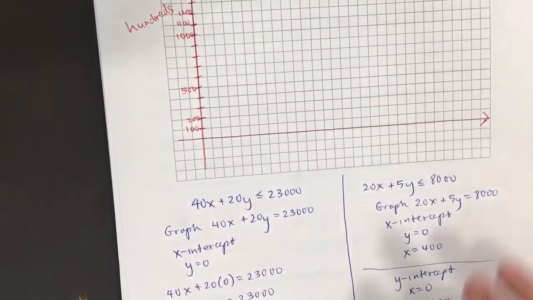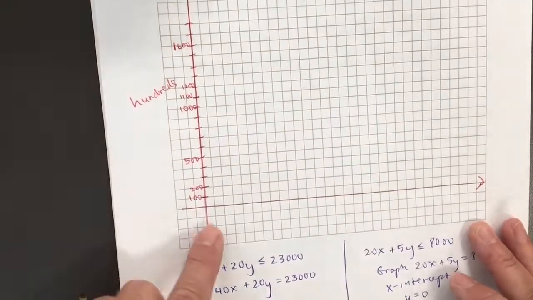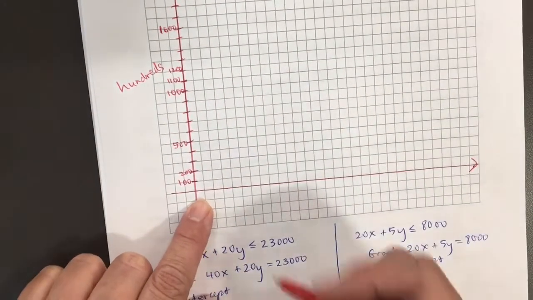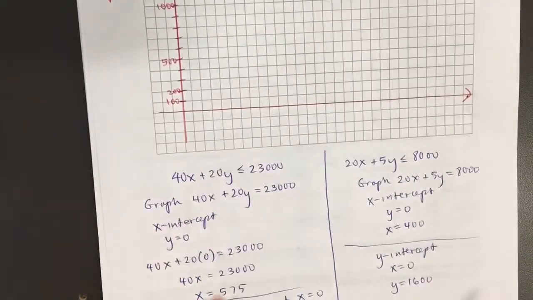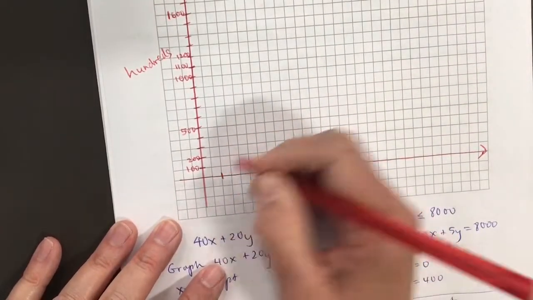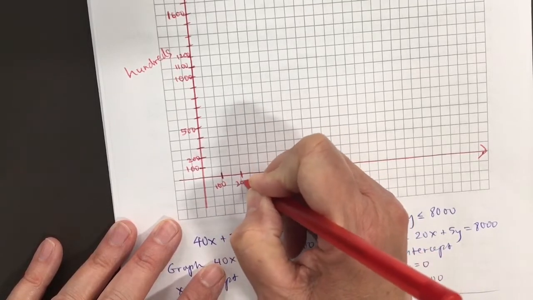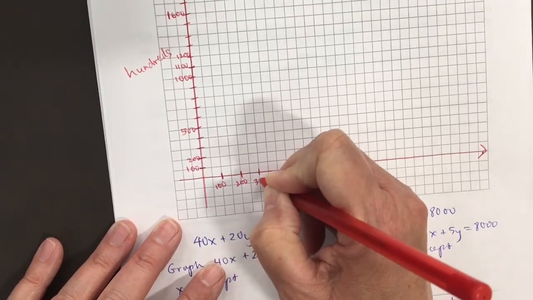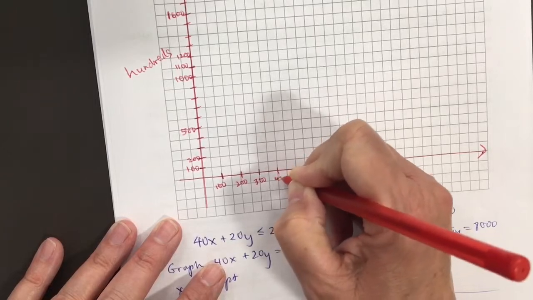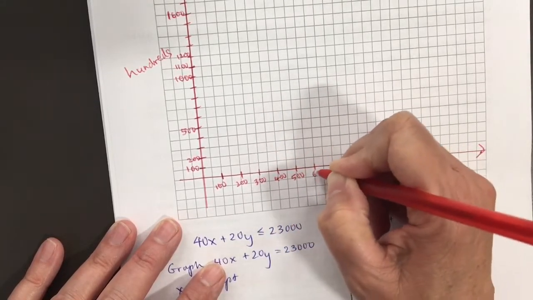So for the y-axis, I marked off the scale by hundreds. And you could mark off the x-axis by hundreds, but since the x-intercepts are smaller, I'm going to mark 2 squares for every 100. 100, 200, 300, 400, 500, 600.